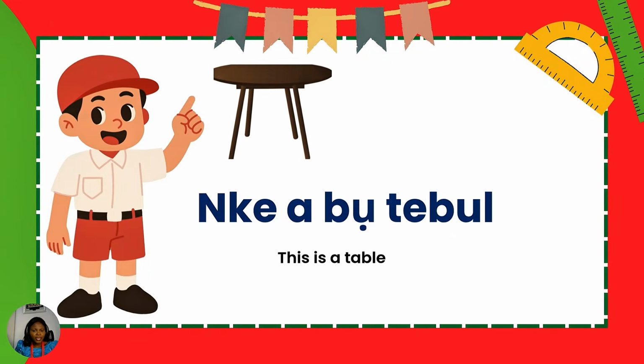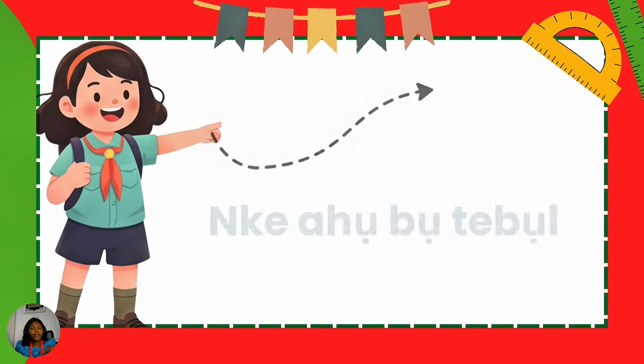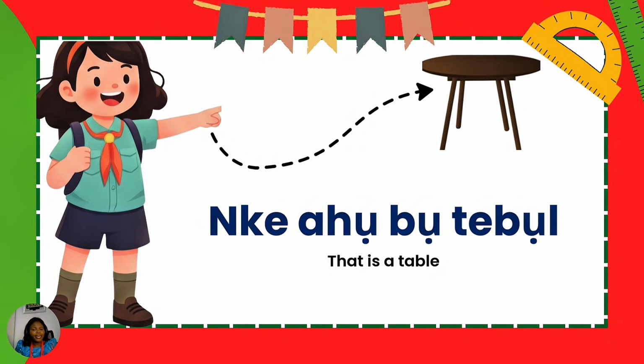The next one we see is nke a bụ table. Nke a bụ table. This is a table. Now, when that table goes far from this girl, she says, nke ahụ bụ table. Again, nke ahụ bụ table. That is a table.